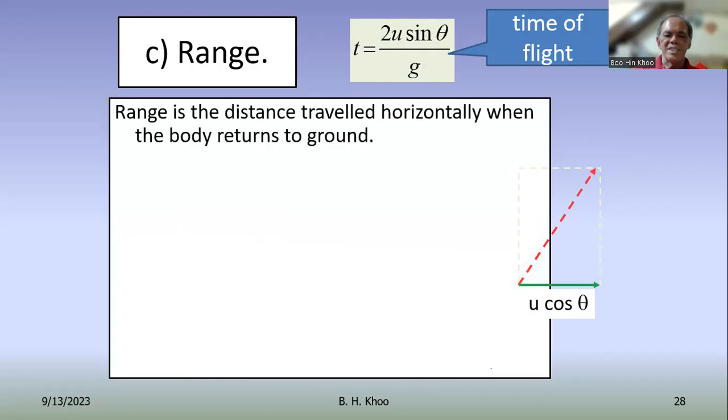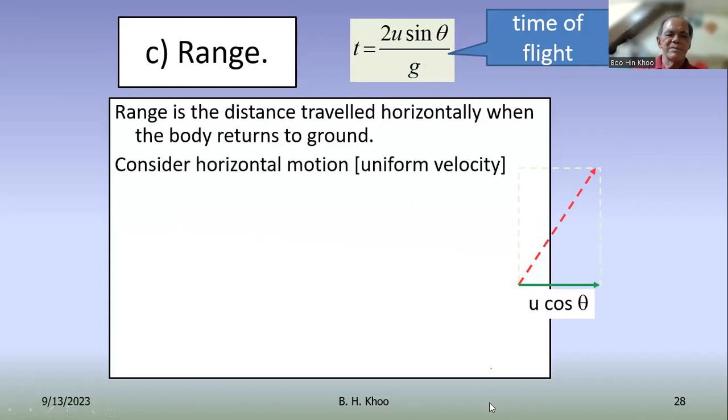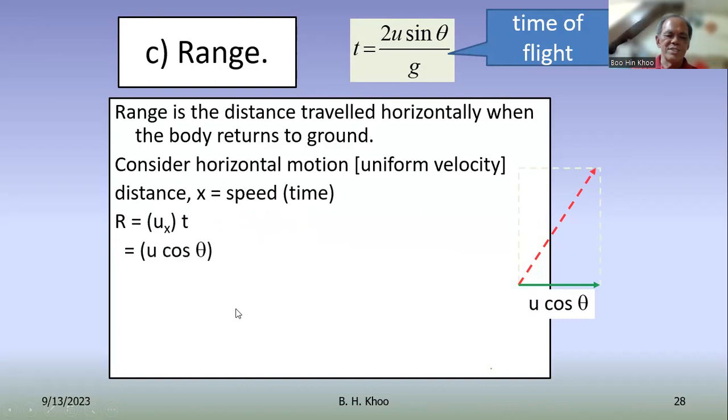Remember, range is the distance traveled horizontally when the body returns to the ground. From the starting point to where it returns to the ground, that's the range. So we consider horizontal motion. Remember, horizontal motion is uniform velocity. The distance is speed times time, that's all. R, for range, is the initial speed in the x direction times your time. The horizontal component is u cos theta. That's the time of flight. Put it inside there.